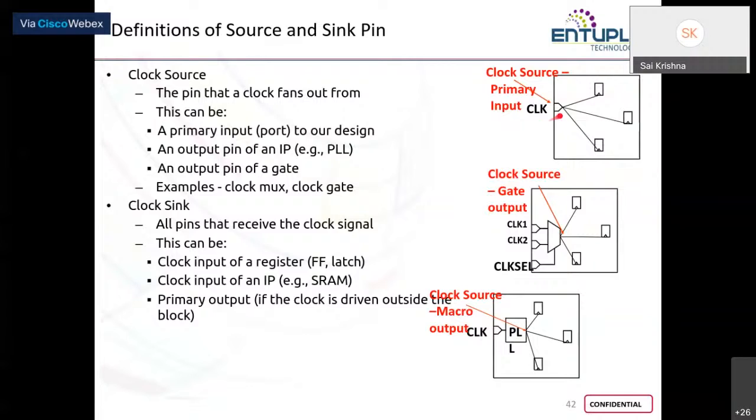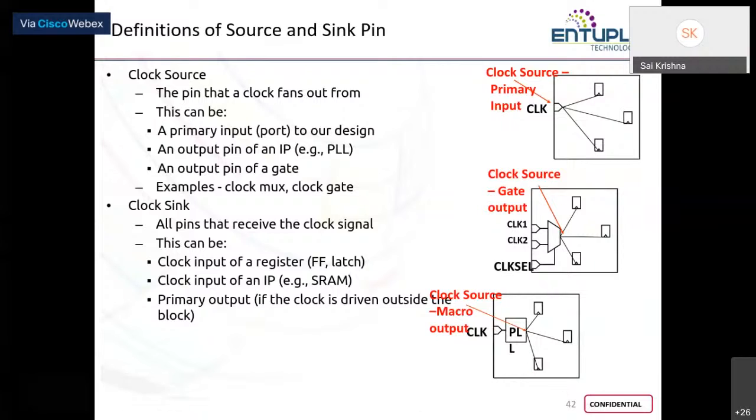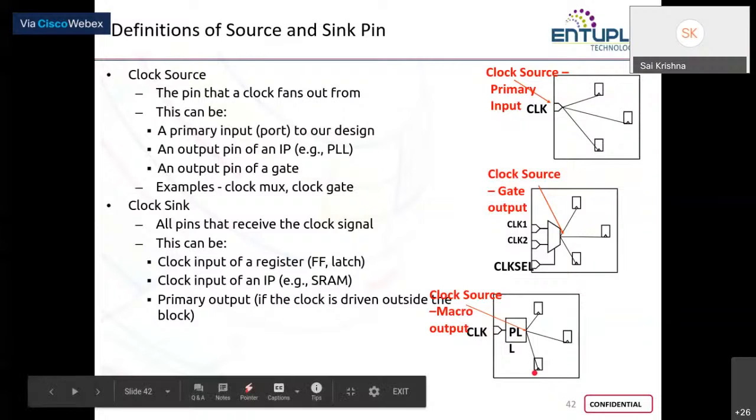So it could be an input port to your design, or output pin of a PLL, or it could be even an output pin of a gate under the concept of clock gating. Whereas the sync pin could be any pin that receives your clock signal. So our primary target is the clock pin that is present inside the flip-flop, or it could also go to a macro, something like your memory cells.